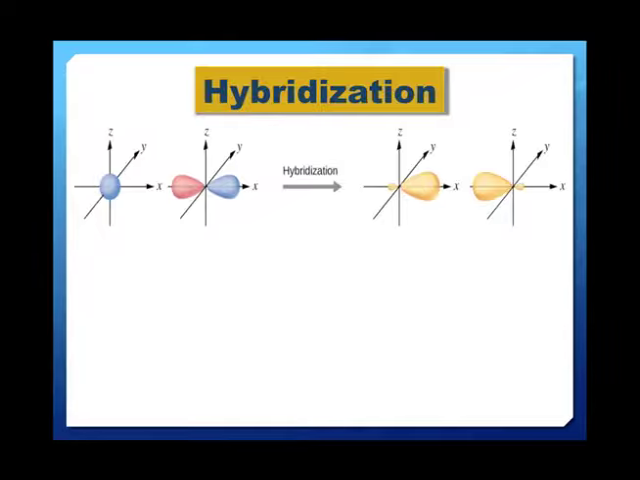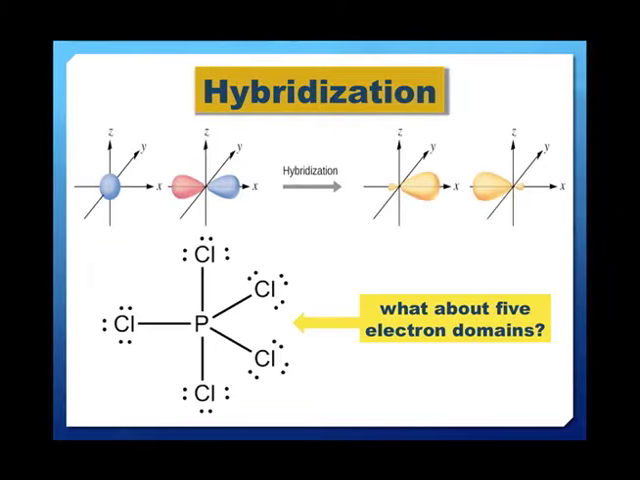We've come to understand how an atom with 2, 3, or 4 electron domains will form hybrid orbitals in order to make the necessary covalent bonds. But atoms can have more than 4 electron domains. If an atom has 5 electron domains, it will need to combine 5 atomic orbitals.